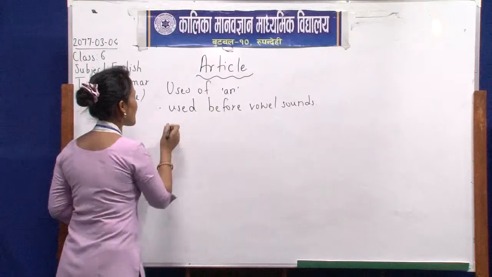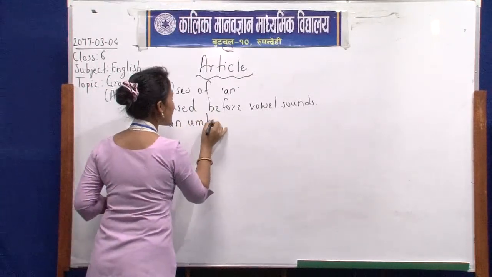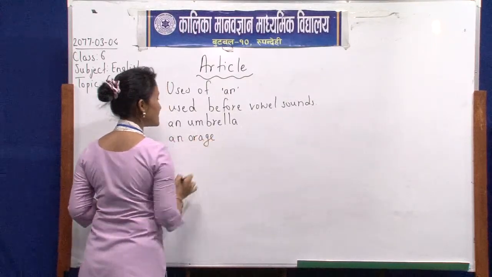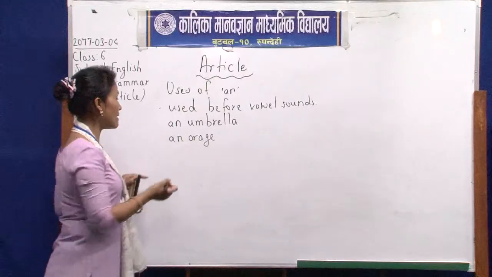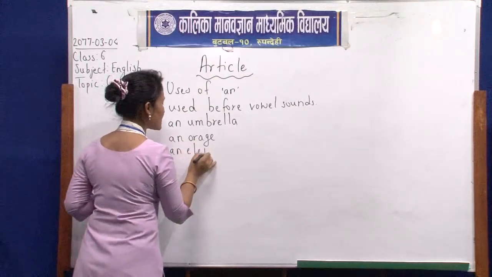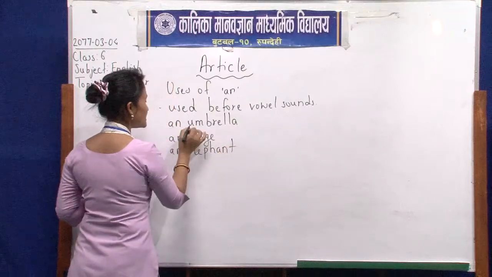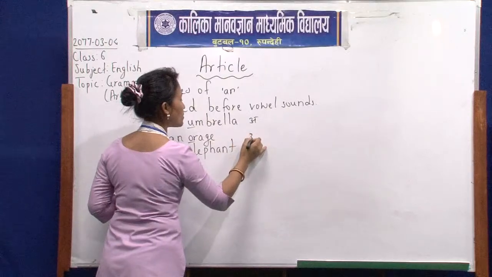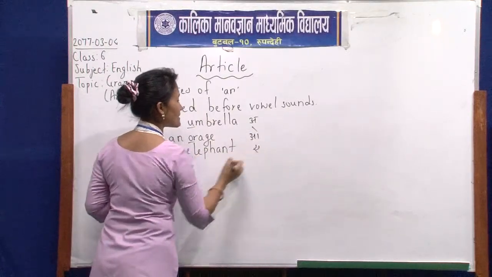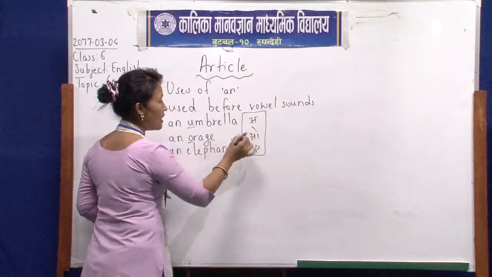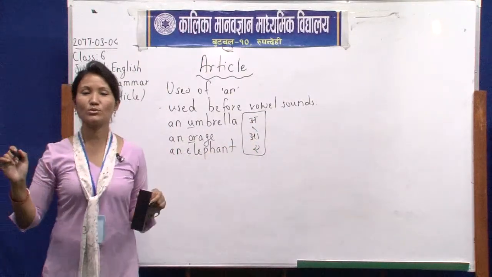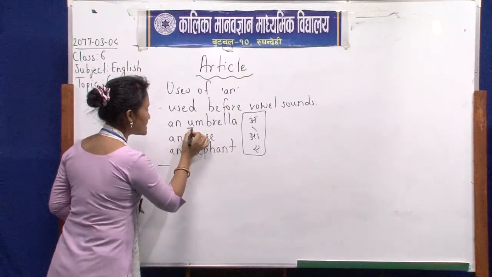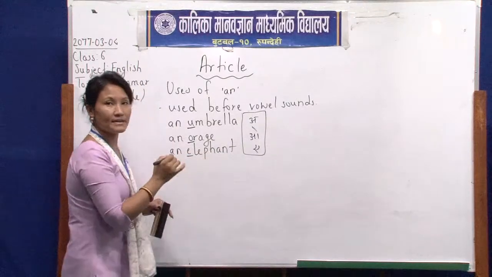For example, an umbrella, an orange, right? An umbrella, you know very well. An umbrella, an orange, an elephant. See here, O. What is the sound? O, right? See, these are all vowels. These are vowel sounds, isn't it? Now, one more. Here, if you see, these are vowel letters. Now, see.